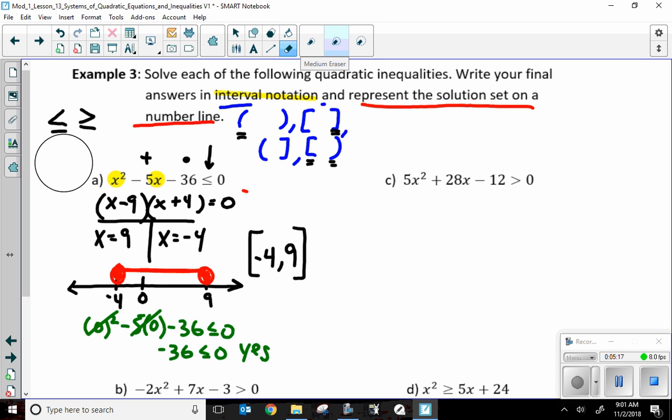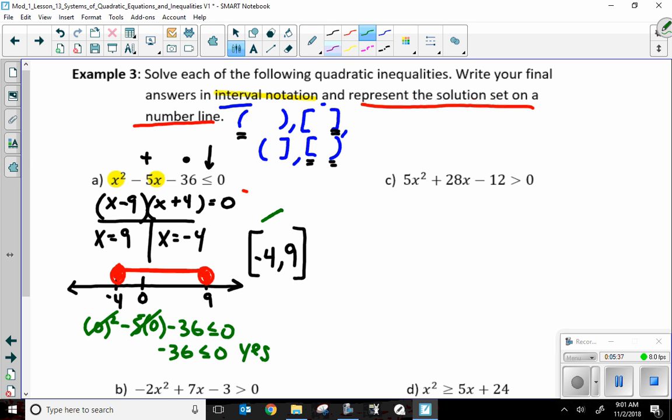If I did not have these straight lines here, that's when I would use my parentheses. Okay, and you could have one of each. That's fine. You can have a parenthesis and a bracket, but in this case, we don't. All right, so really, when they're looking for my answer, they're asking me for two things. Here is the number line and the interval notation right there.